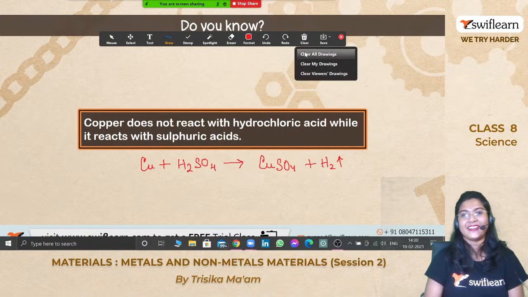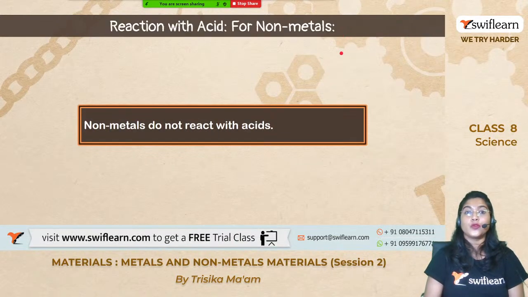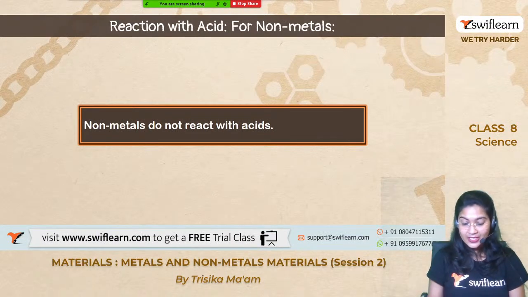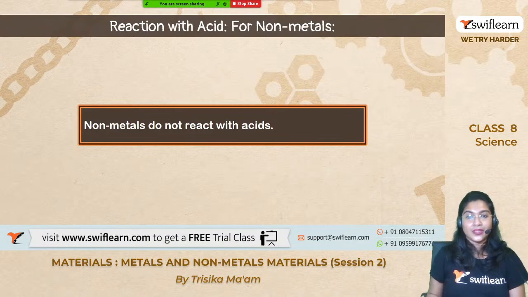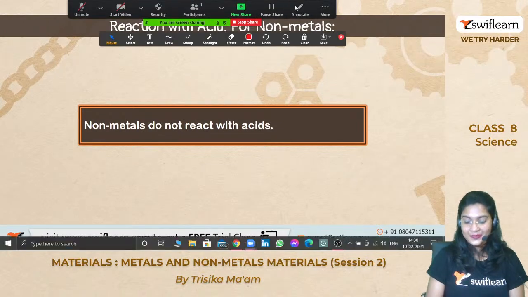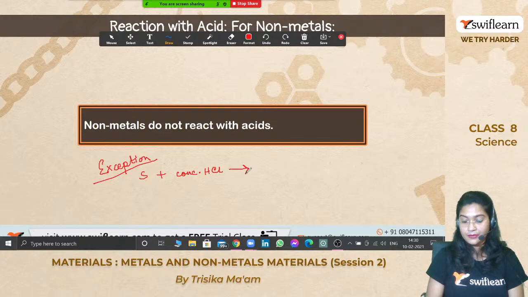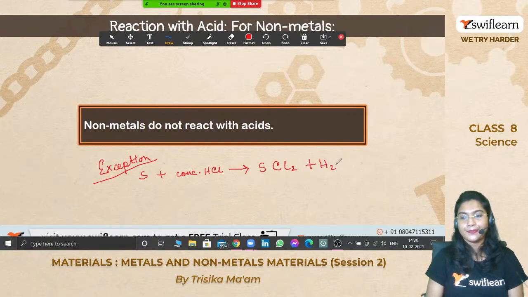Very good. Let's now move on to how acids react with nonmetals. Generally, nonmetals do not react with acids. But there is again one exception. Let me tell you, that is sulfur. This is the only exception. Sulfur reacts with concentrated HCl, a very concentrated form, which produces sulfur chloride plus hydrogen. Clear?